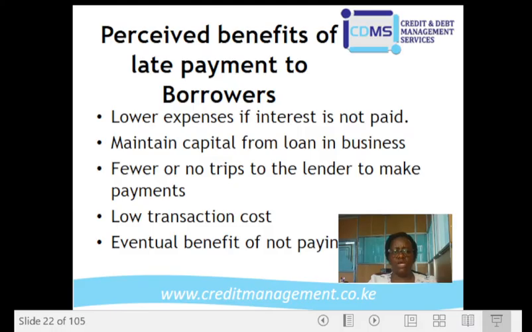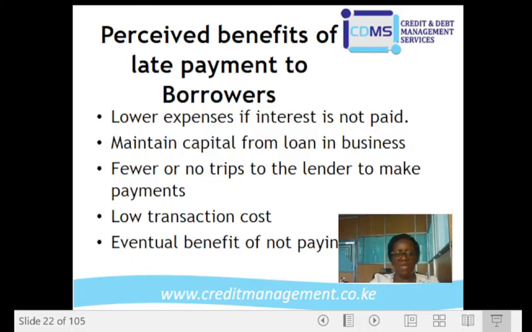What are the perceived benefits? What do customers perceive as benefits of not repaying you on time? Customers want to pay late. They have some perceived benefits, and one of the key things is that they want to lower expenses if interest is not paid. Interest is an expense in the books of a borrower. So if they delay the payment, they will have some money within the business.